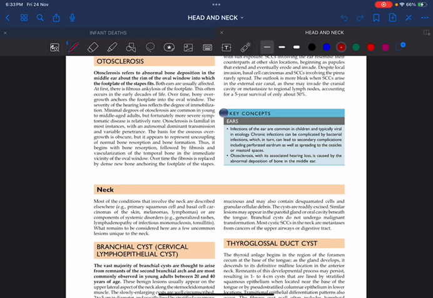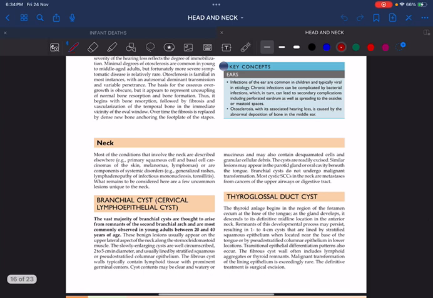In this session, I would like to discuss three important conditions. Number one is paraganglioma, also called the carotid body tumor. Number two is the pleomorphic adenoma of the salivary gland, which is the most common benign tumor of the salivary gland. And the third one is called Warthin's tumor.